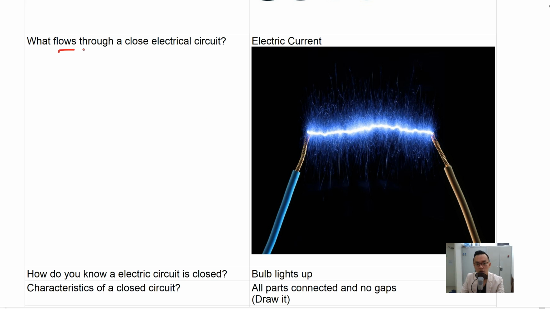So what actually flows through an electric circuit? The answer is electric current, which this is a dramatic picture of. Basically, electric current flows in this wire, if the wire is connected, through the wire to come down in this direction. So it flows in one direction, and that's your electric current.